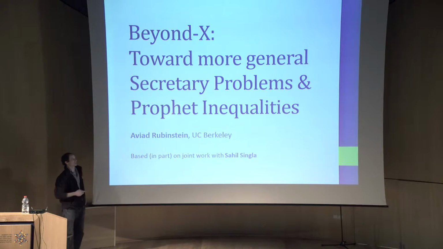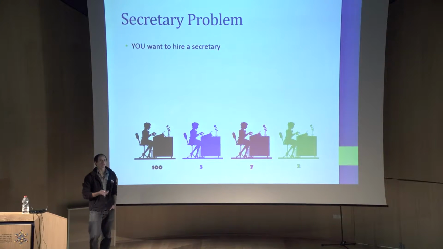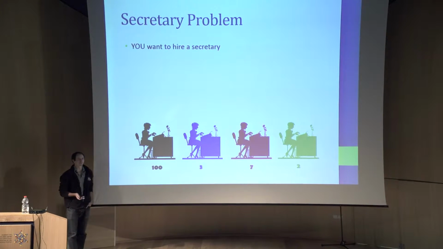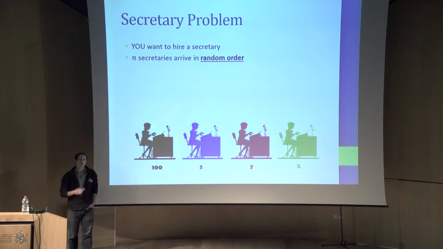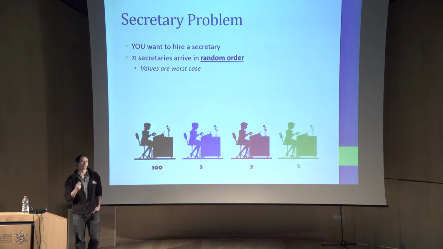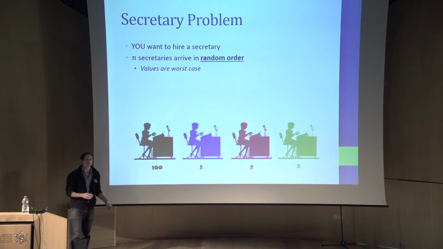And this is partly based on joint work. So, secretary problems: you have n secretaries, each one has some value, and you want to hire one of them. They arrive online, but you have the advantage that they arrive in random order. So that gives you something over the overall worst case. But the choice of secretary values is worst case.